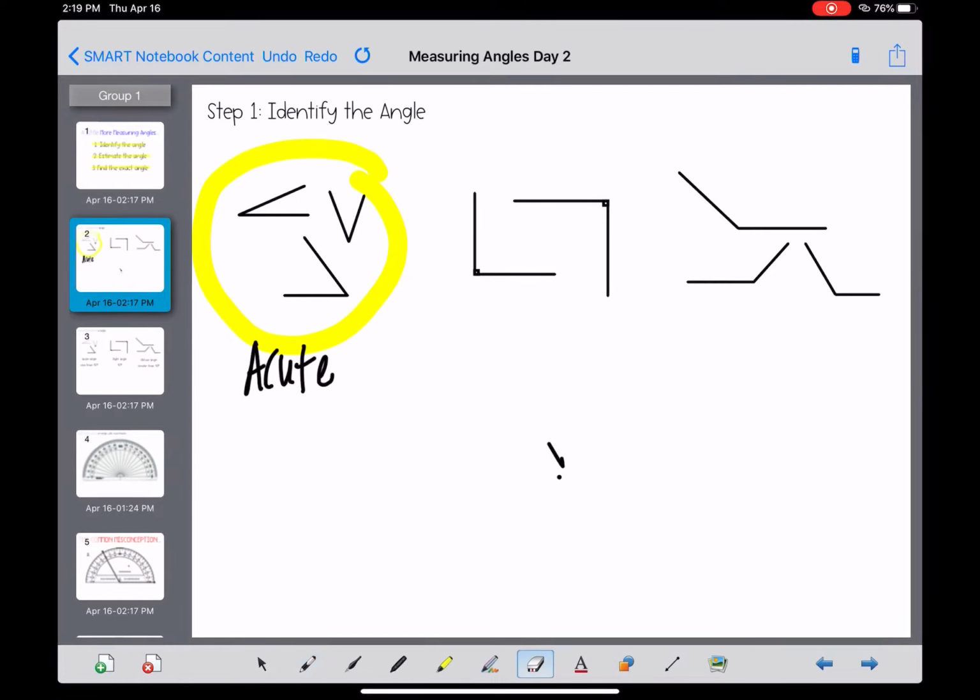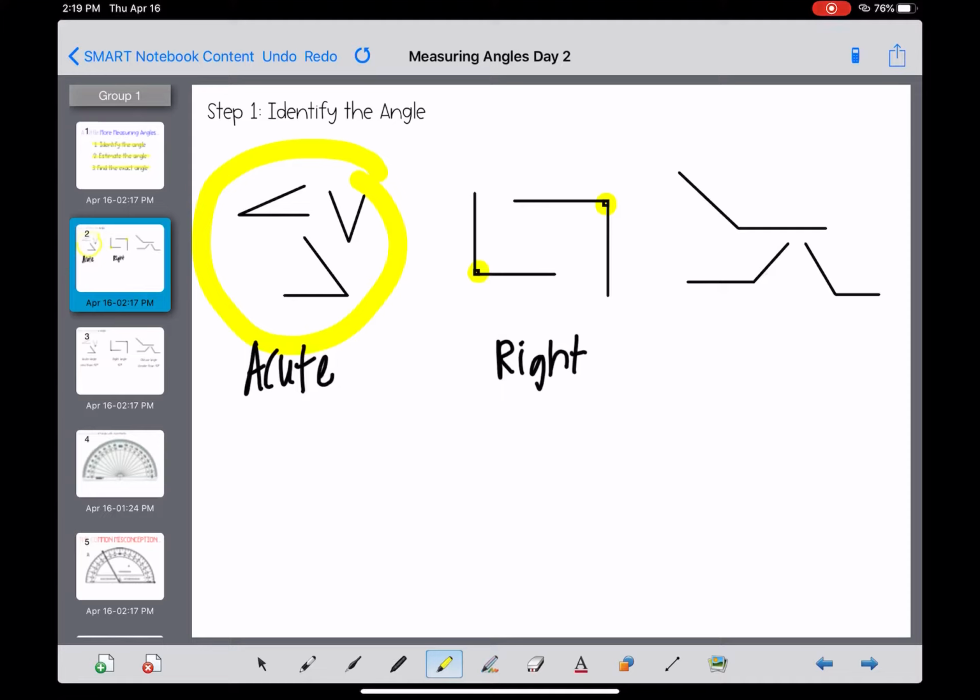Now, the next angle we have is a right angle. A right angle has a square corner. If you look at these angles, there's a little square right there and right there. That is an automatic symbol that the angle is a right angle. There's something special about right angles that we're going to look at on the next slide. So you can see an acute angle is less than a right angle. It's a smaller angle than a right angle.